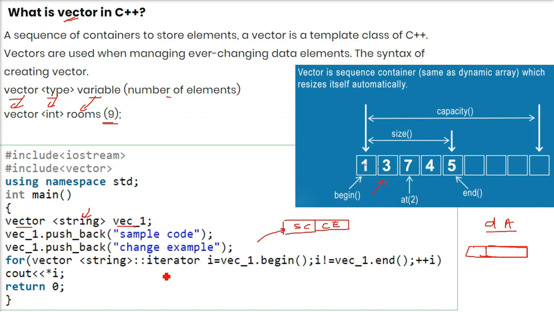Now you can use the iterator from begin to end, and with this iterator you can print the value, or you can use it like cout with *i. When you actually run it, the sample code and change example will be printed. So this is how the vector is a sequence container which resizes itself automatically.